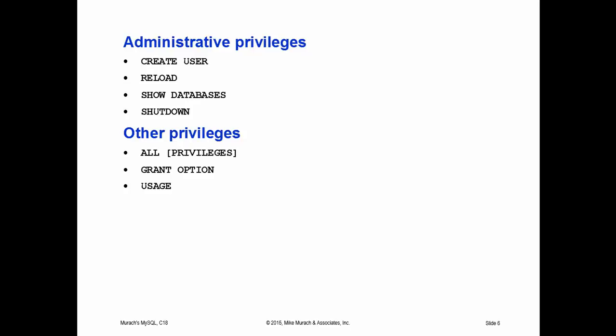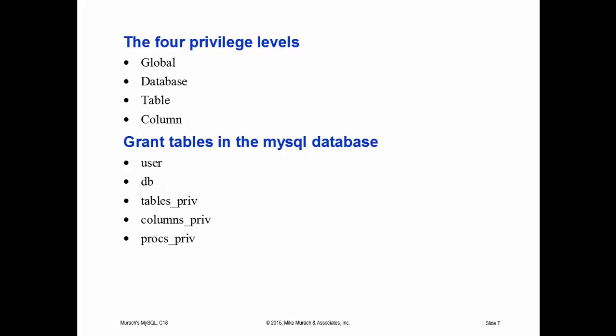So the grant option allows a user to grant his or her privileges to other users. There's also a usage option, which can be used to modify existing accounts without changing the privileges for that account. There is a show privileges statement that can be used here to show and take a look at whatever privileges the user currently has.